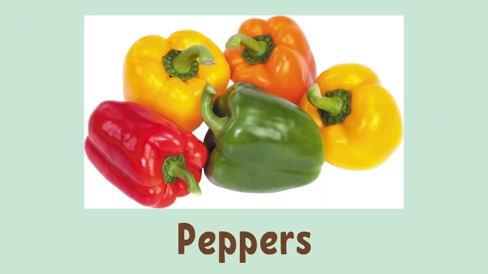Here we have peppers. How do we spell peppers? P-E-P-P-E-R-S. Peppers. There are 4 colors of peppers. We have red peppers, yellow peppers, orange peppers, and green peppers. Usually, we can find peppers on pizza.